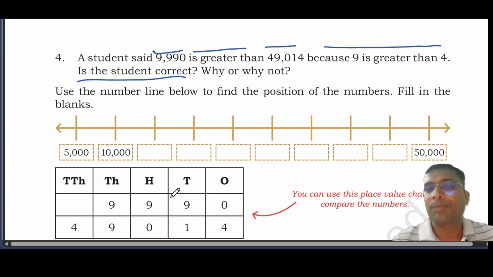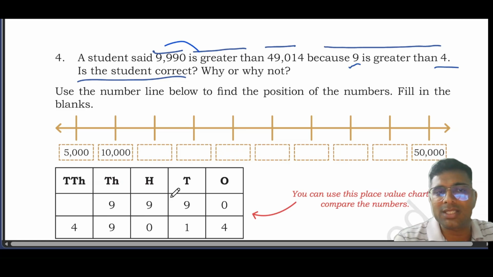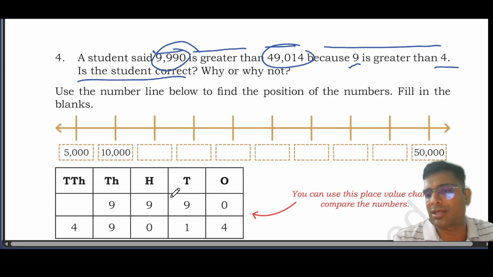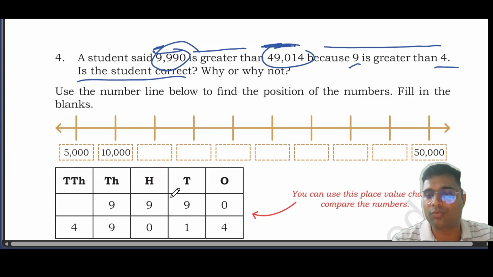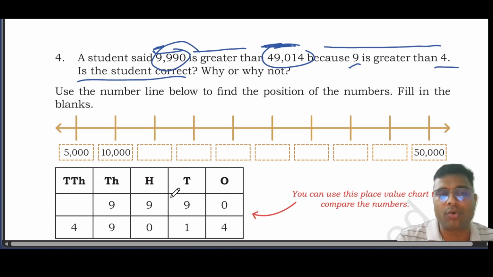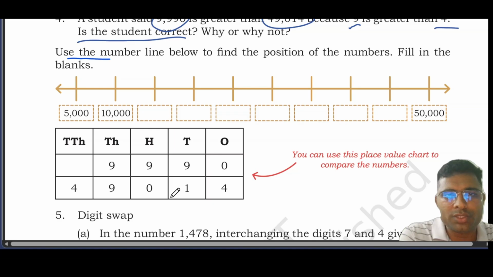देखो बच्चों, no doubt 9 is greater than 4, but here you can see this is a 4-digit number, this is a 5-digit number. Obviously a 5-digit number is always greater than a 4-digit number. And one more thing, this is 9,000 and this is 49,000. So 49,000 will be bigger than 9,000. So he is wrong.